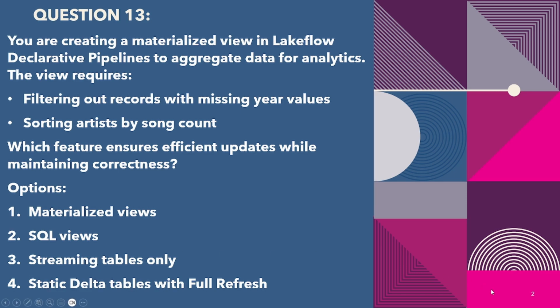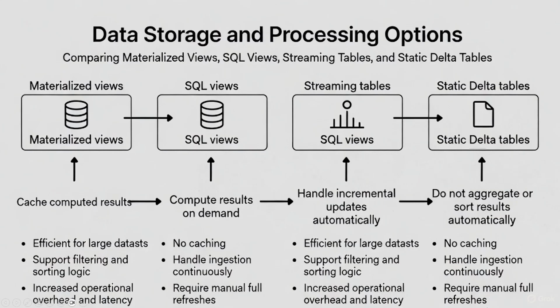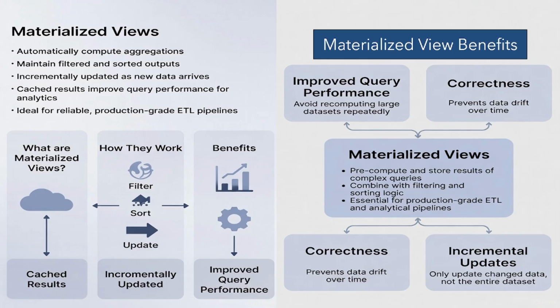Let's start with materialized views. These are like the superheroes of data storage in this context. They cache the computed results, which means once you've done the heavy lifting, like filtering out those missing years and sorting by song count, the results are stored and ready to go. But here's the kicker. They also handle incremental updates. That means as new data rolls in, they only update what's changed, not the whole data set. Hang on, because this part's super important. This efficiency keeps performance high while ensuring correctness. No recalculating everything from scratch every time. Perfect for analytics where you want reliability and speed in a production-grade ETL pipeline.